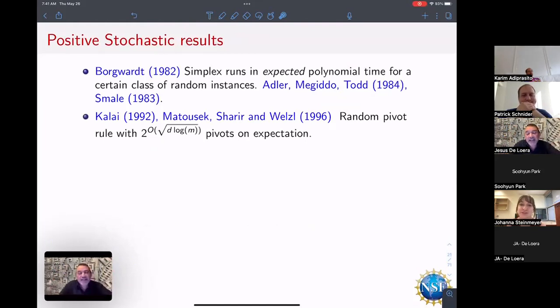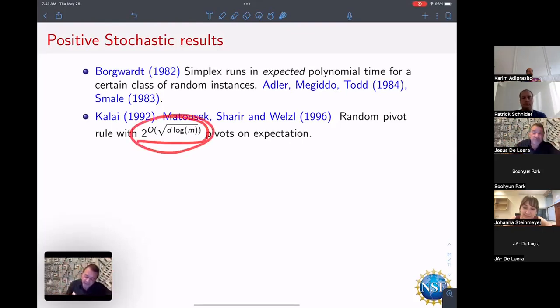So there's analysis on general polytopes with random pivot rules by Kalai and Matoušek, Sharir, Welzl, 1996. For example, the expected number of pivots, the steps that you're going to do, is given by this amount, which is pretty good. They get a very nice analysis on the number of expected pivots. But again, as I told you, this was an upper bound, but unfortunately it is also a lower bound. So there are polytopes that take that many iterations to run in this pivot rule.